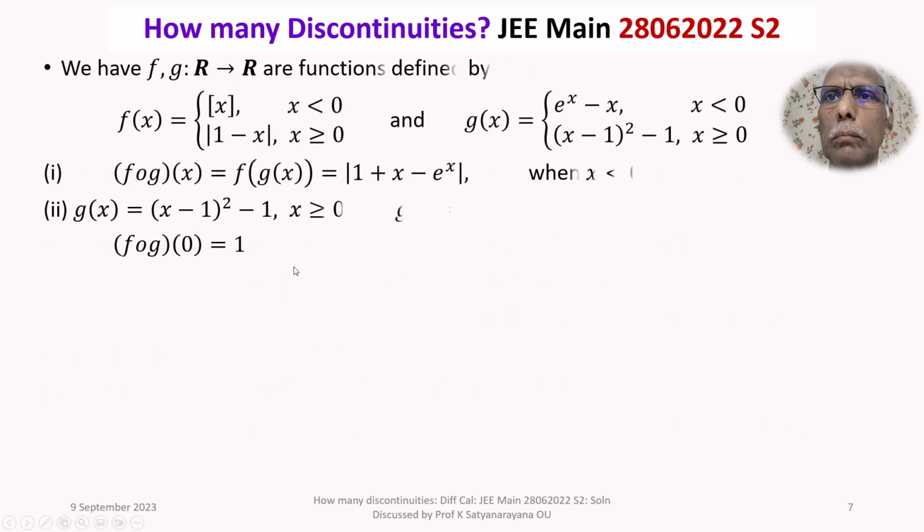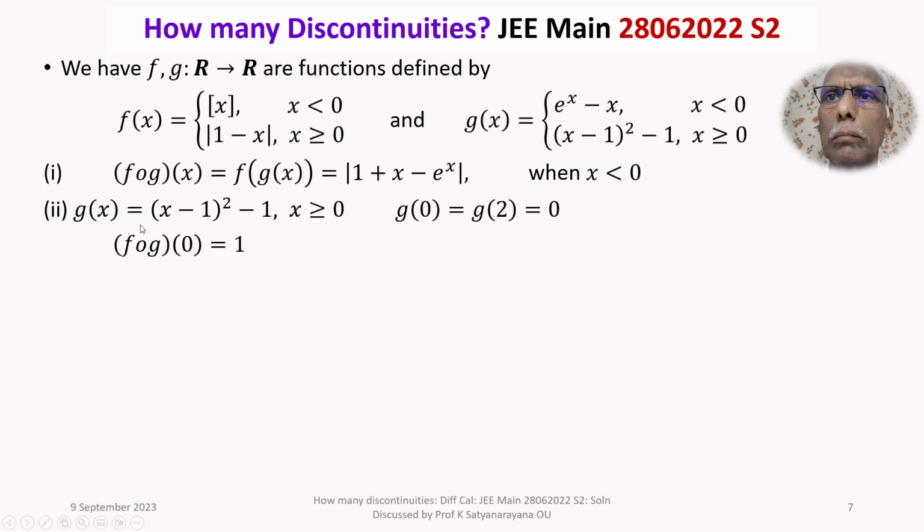So, this is what we have done so far. And we have already seen g of x is equal to (x minus 1) whole square minus 1 when x greater than or equal to 0. And g of 0, g of 2 is equal to 0. And f compose g of 0 is 1. These are the things we have already seen.